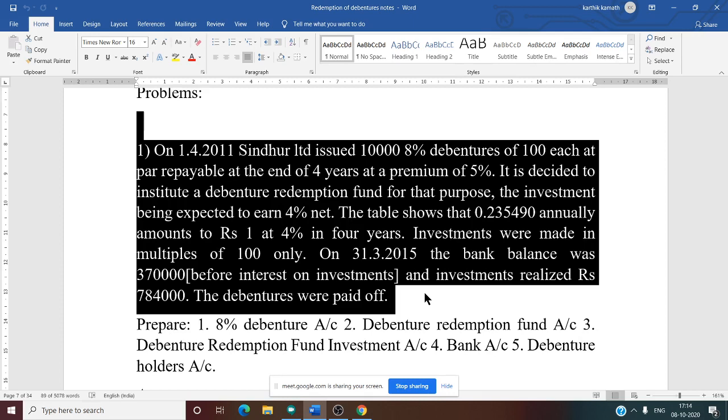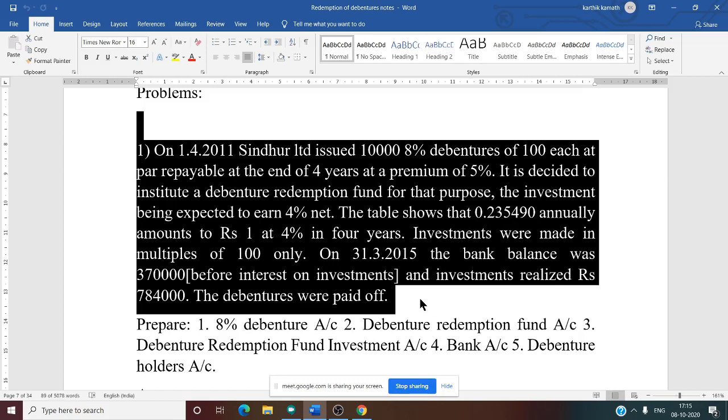The table shows 0.235490 annually amounts to rupees 1 at 4% in 4 years. What is that? That is nothing but the annuity table given. For 1 rupee, what is the amount to be set aside? For 1 rupee, 0.23 paisa is to be set aside. So for the total payment made by the company at the end of the year, you need to do cross multiplication, one working note. Then investments were made in multiples of 100 only. That means if there is any fraction amount, it is to be carried forward to the next year.